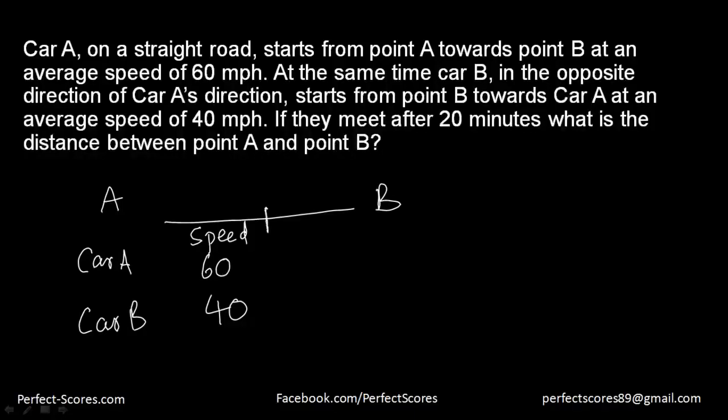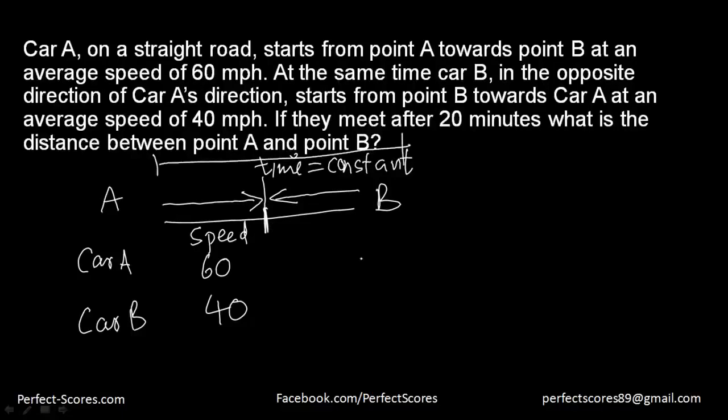So let's suppose they meet here, right? So let's suppose this is that point. Which means car A has traveled from here till here, and car B has traveled from here to here. When they meet, the time is constant, right? They have traveled for the same time, so time is something which is constant. At that particular time, A has traveled some distance and car B has traveled some distance, but the total distance is equivalent to the distance between A and B, right? So that's what the case is.